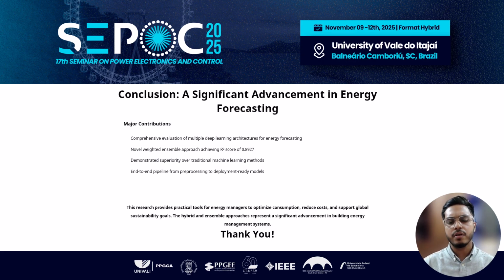In conclusion, I would like to summarize our main contribution. This study successfully utilized hybrid and ensemble deep learning models for precise energy consumption forecasting. We demonstrated a novel weighted ensemble approach, achieving an R squared score of 0.892, confirming superiority over traditional methods, and an end-to-end pipeline from preprocessing to deployment-ready models.